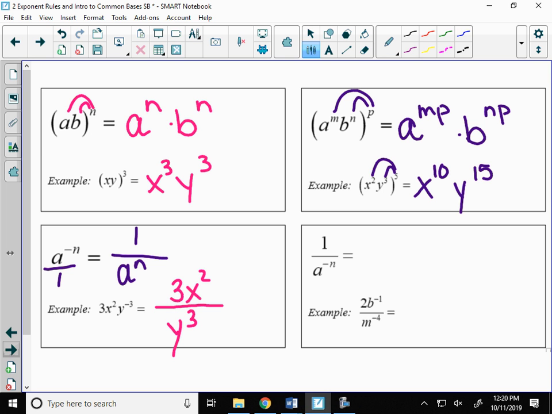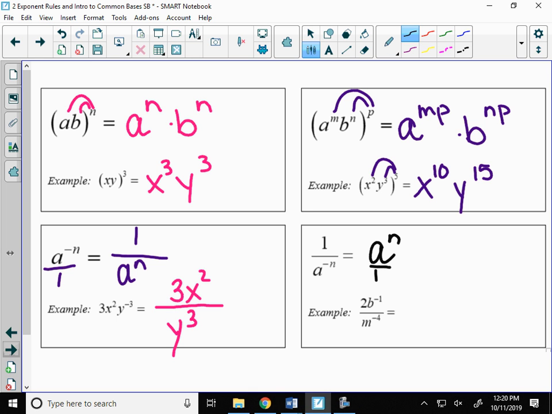All right, now the opposite, same rule, but opposite process here for the next one. If a to the negative n is in the denominator, it's going to move to the numerator and become positive. Remember, that's like a to the n over 1. So this one, this is tricky. I want you to be careful here.